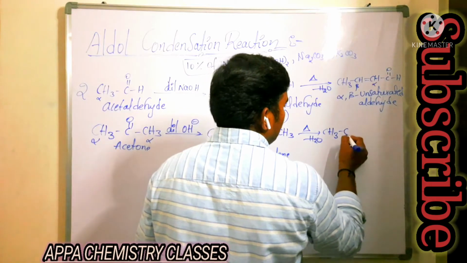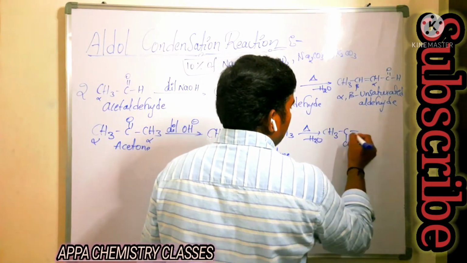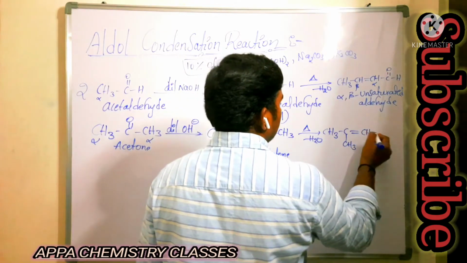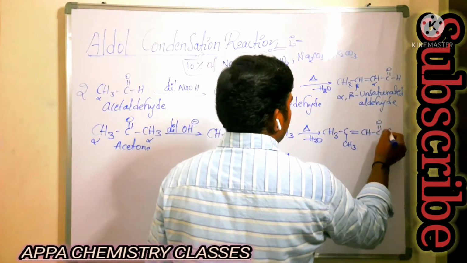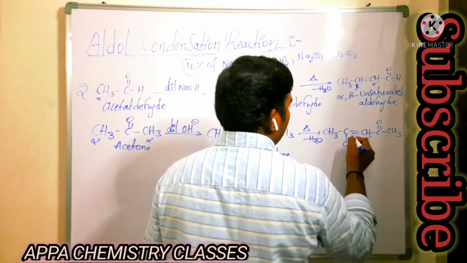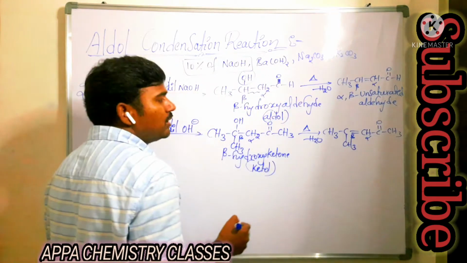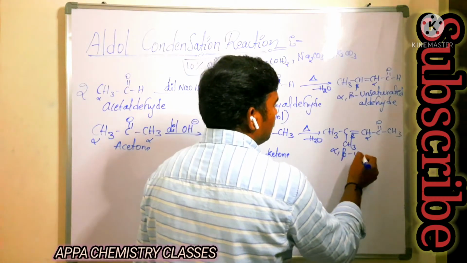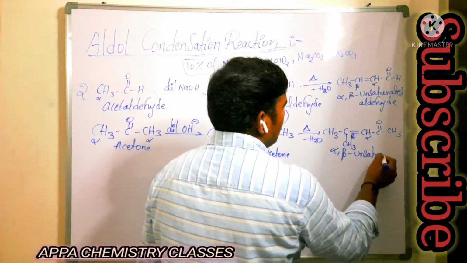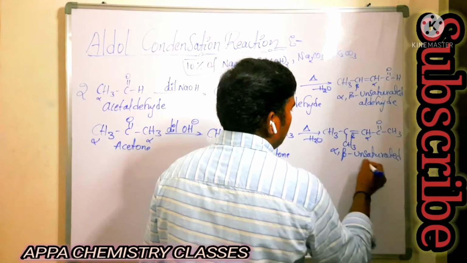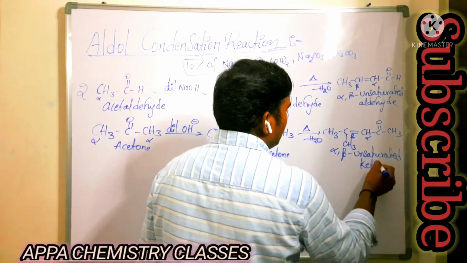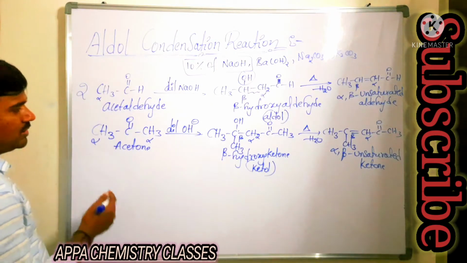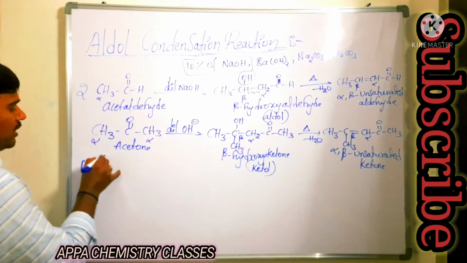Okay, so now what happens? CH3, CH3 double bond CH, C double bond O CH3. That is an alpha beta unsaturated ketone we are getting. Now this is the actual reaction. So what is the mechanism? We'll see the mechanism first.